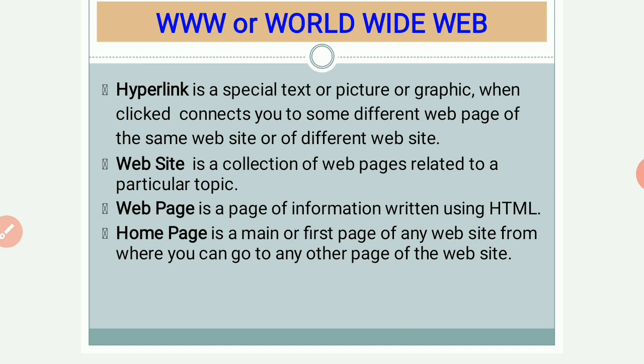Web page: a web page is a page of information, a single page of information written using the HTML language. Home page: it is the main page, or we can say the first page of any website, from where you can go to any other page of the website.